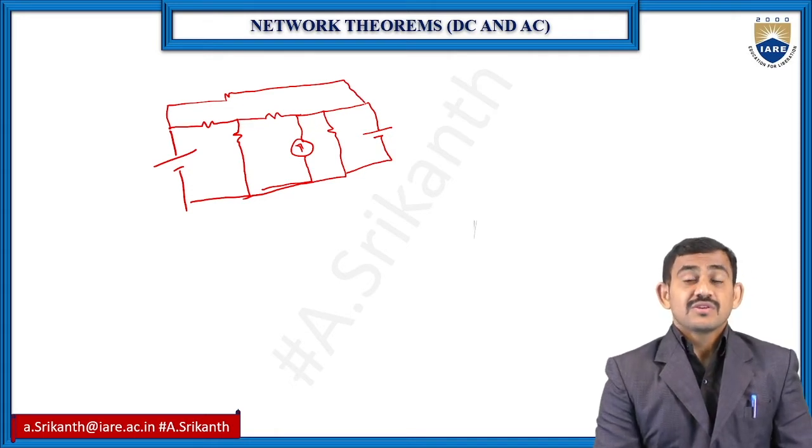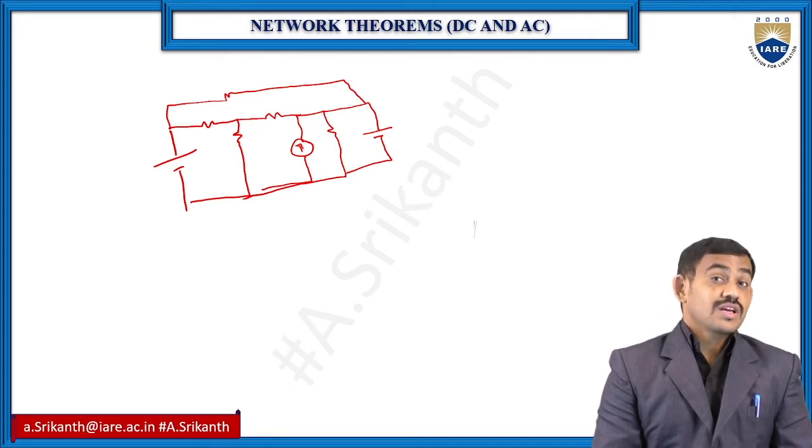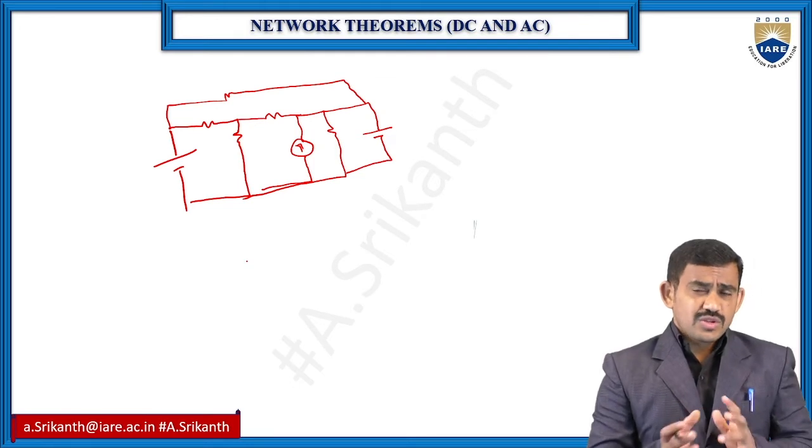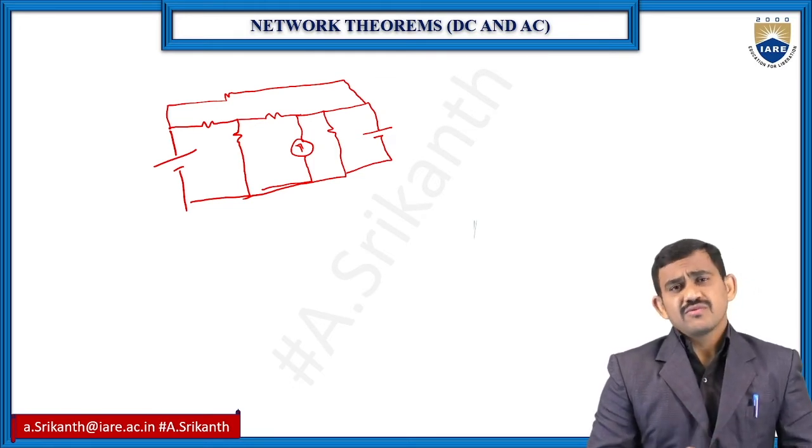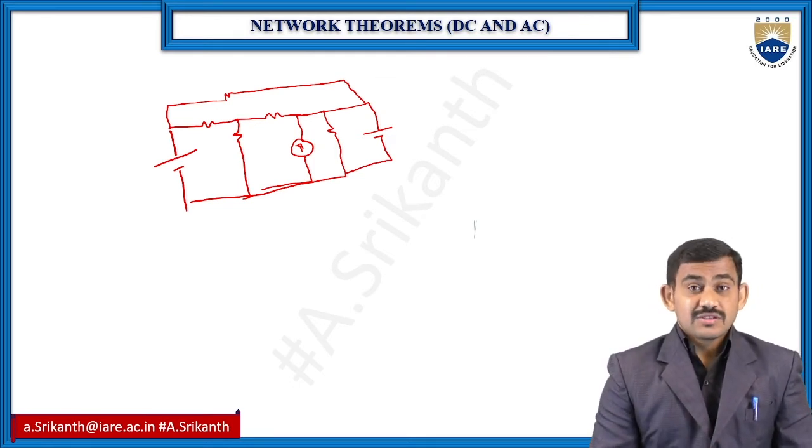Okay, this is my circuit. I need to prove the superposition theorem, and proving the superposition theorem means I require more than one source. So I have three sources here, and for three sources I need to find the response.